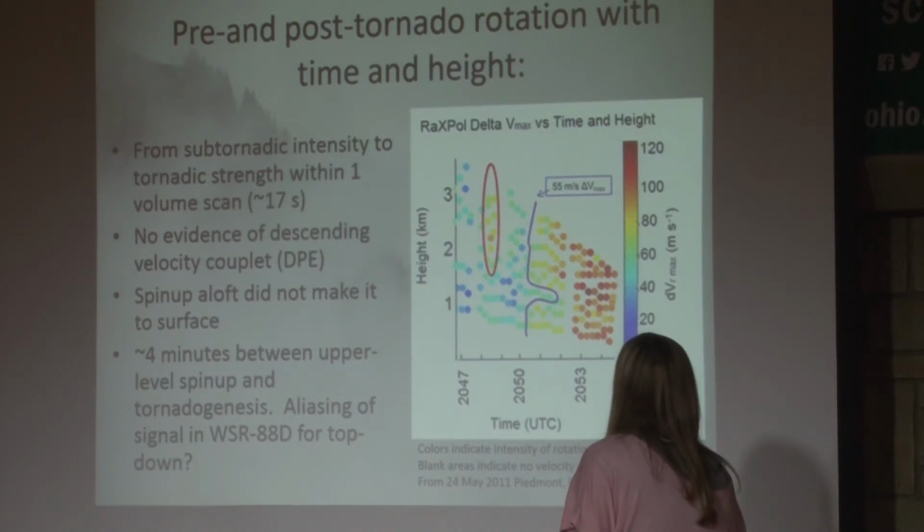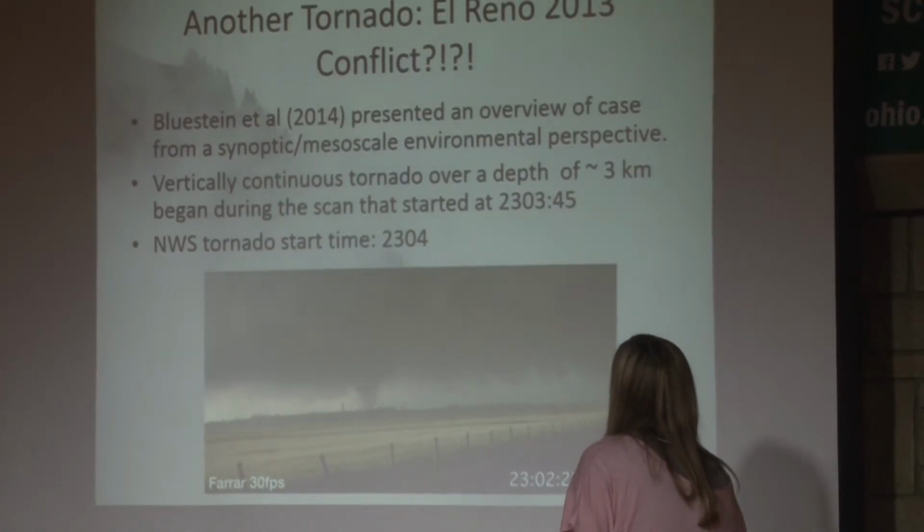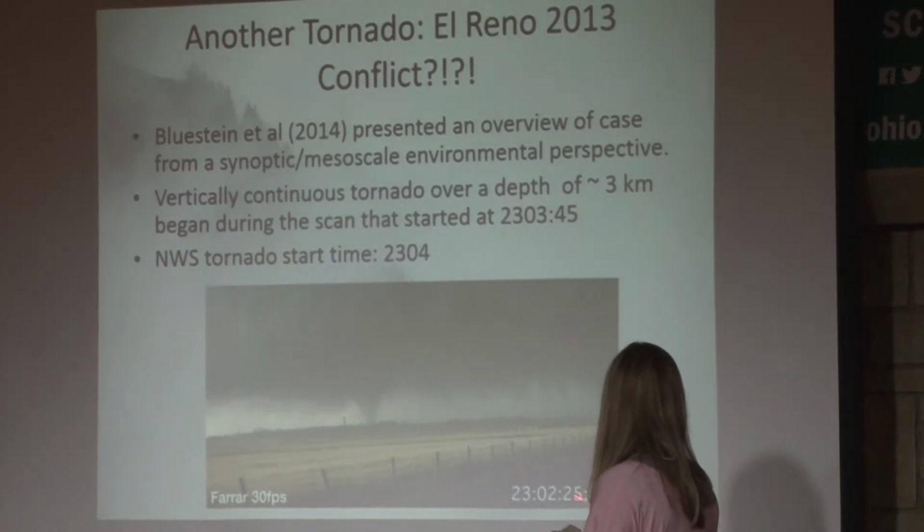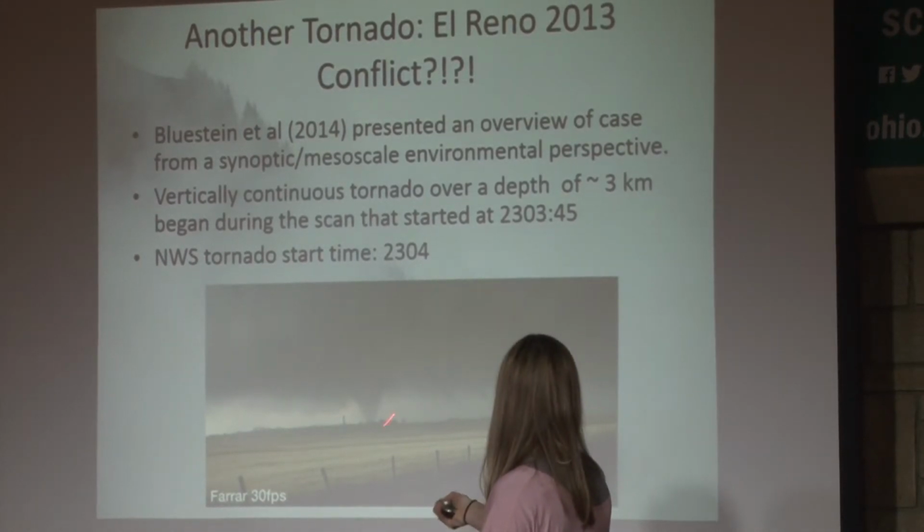All right, I'll skip that slide here. Another conflict, we have this picture of a tornado. 230225 is this tornado.